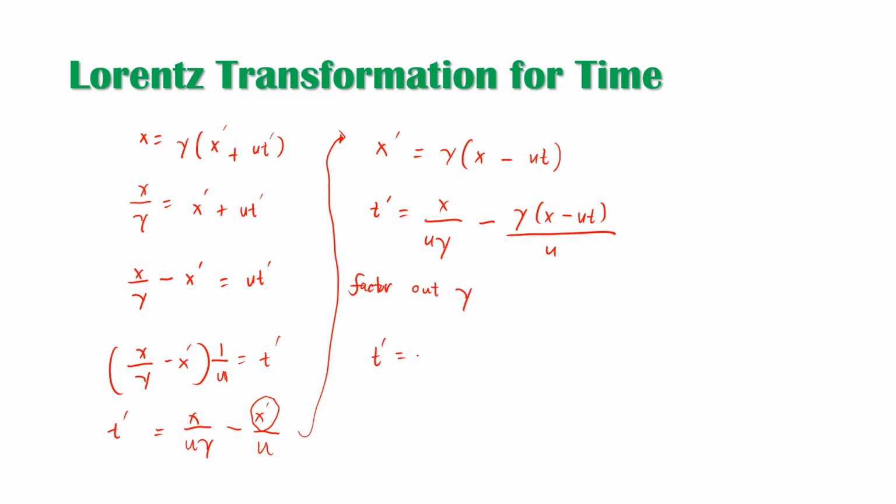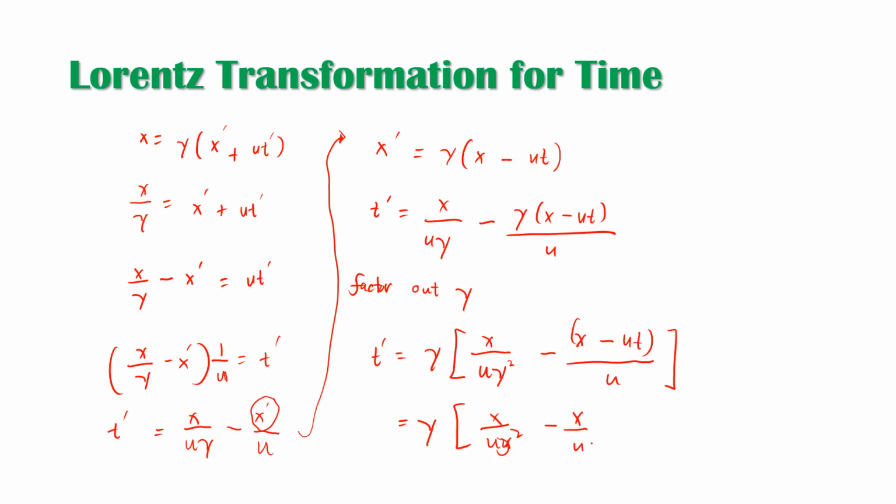So we have t prime is equal to gamma multiplied by x over, the denominator will become u times gamma squared, minus, since the gamma term here has been factored out, what is left is x minus ut over u, or we have gamma multiplied by x over u gamma squared minus x over u, or this is plus t, since we have a u in the numerator and a u in the denominator.